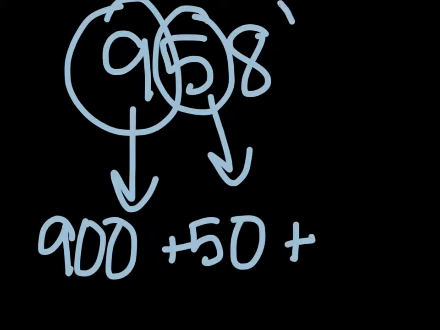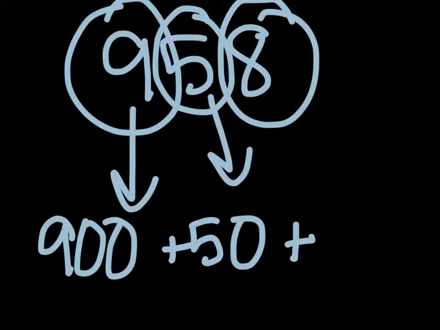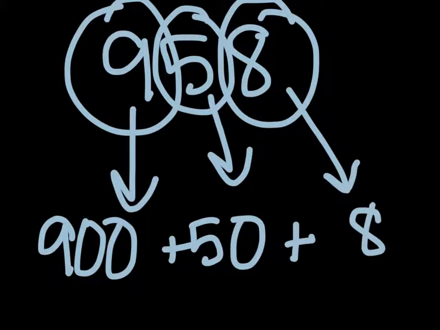And then finally our 8 sits in the ones place. So the 8 is merely 8. So 8 cookies, 8 cupcakes, 8 fingers. That 8 equals 8.